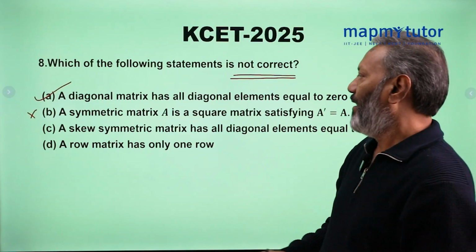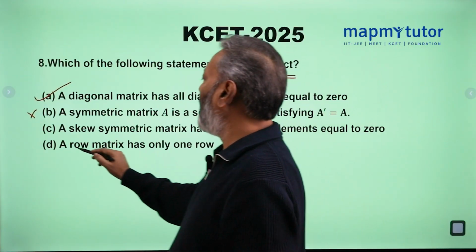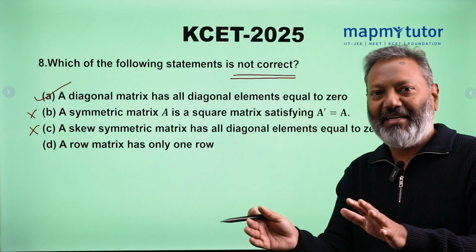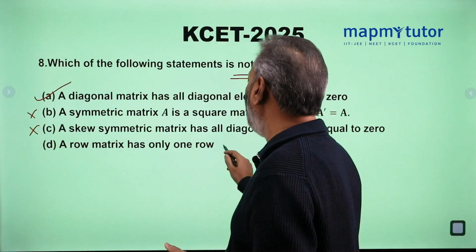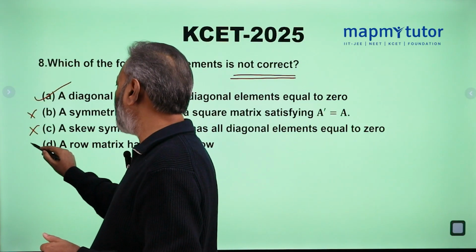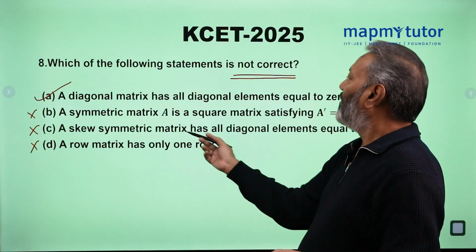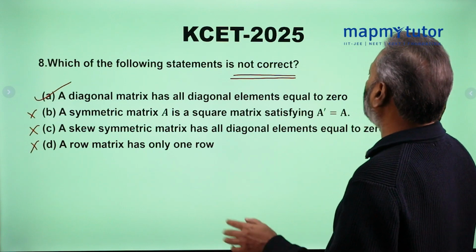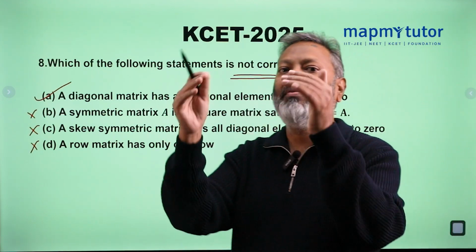Don't confuse. A skew symmetric matrix has all diagonal elements equal to 0. Yes. That means it is not correct for us. Not correct means the statement is correct, but it is not our answer. And a row matrix has only one row. Yes, that is also correct, but not our answer. Our answer is the one which is not correct. A diagonal matrix has all diagonal elements equal to 0 is not a correct statement, which is our answer.